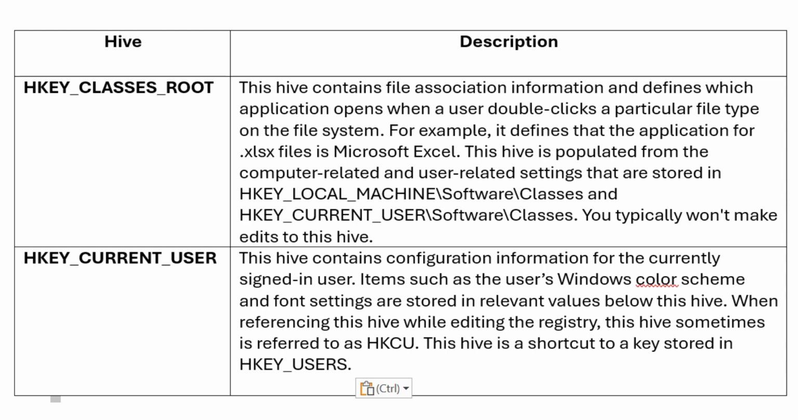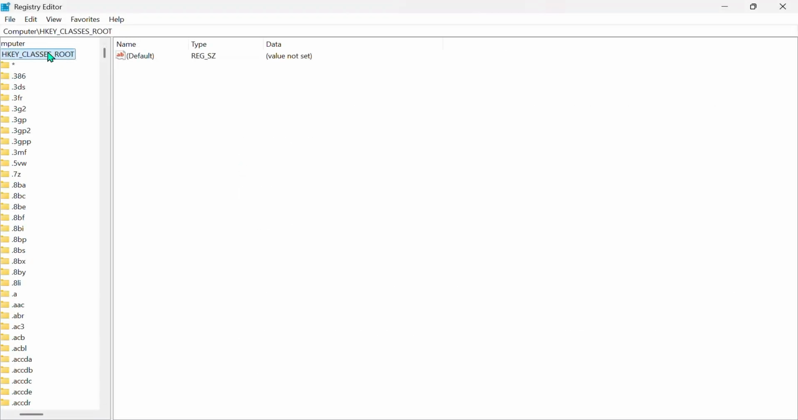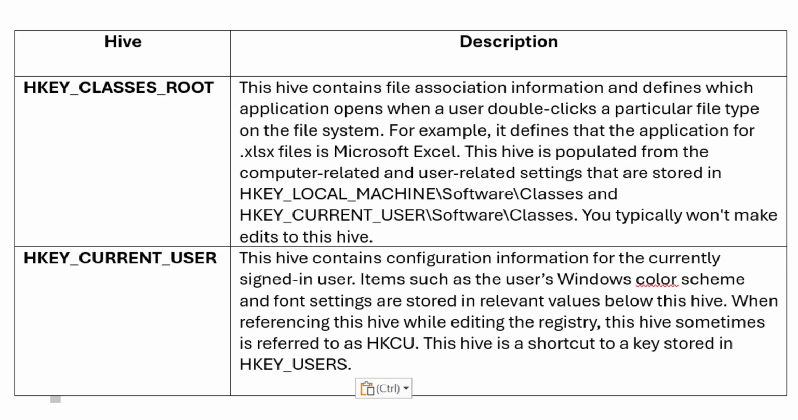Hive. Description. HKEY_CLASSES_ROOT. This hive contains file association information and defines which application opens when a user double-clicks a particular file type on the file system. For example, it defines that the application for .xlsx files is Microsoft Excel. This hive is populated from the computer-related and user-related settings that are stored in HKEY_LOCAL_MACHINE\Software\Classes and HKEY_CURRENT_USER\Software\Classes. You typically won't make edits to this hive.